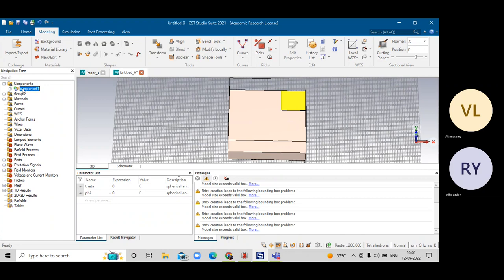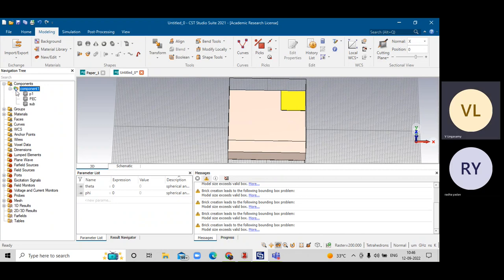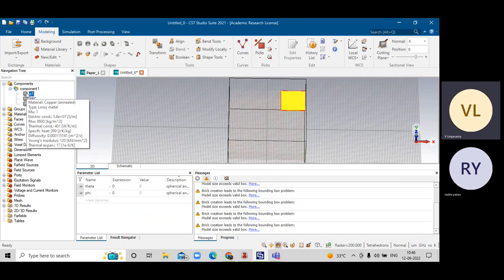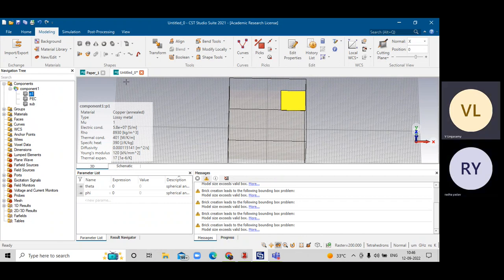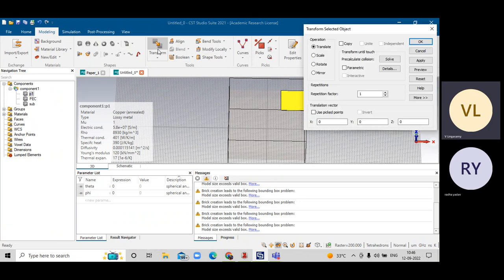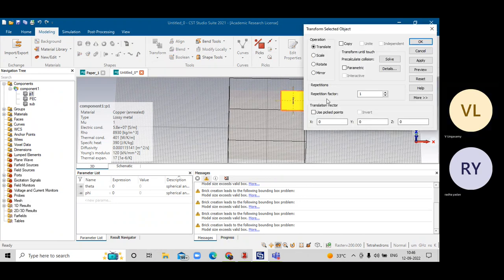Yes. You can click on the plus, P1. Control T, or transform. There is an option called transform. Control T. You can put. Yeah. Actually, I need 4 patches with this same size.